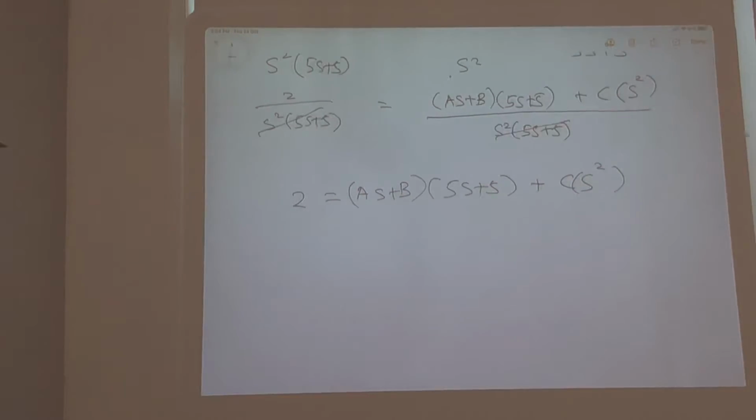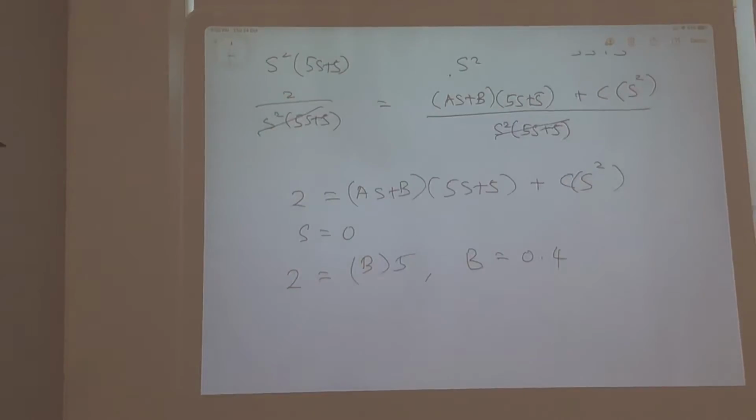Okay, so when I need to find A, B, and C, right, I need to assume the S value. Let's say if I assume S equal to 0, S is like our X and T. If S equal to 0, 2 equal to, this side all become B times 5, and this one is 0, right? So B equal to 2 divided by 5 is 0.4. Okay? So what I have here is B equal to 0.4.